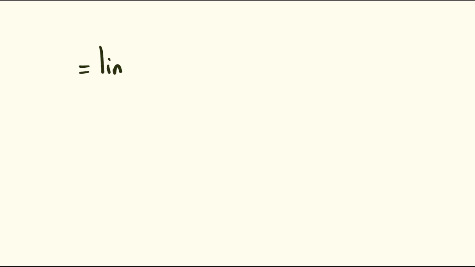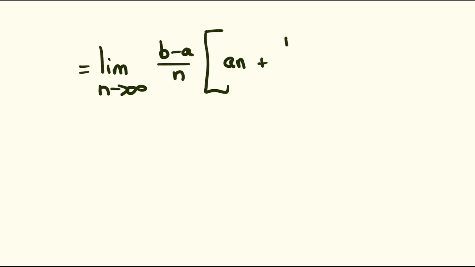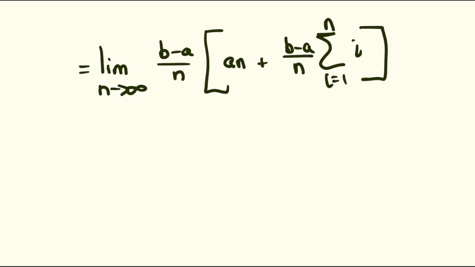So this gives us our limit as n goes to infinity. We have our (b − a)/n, and then our big brackets: a·n plus, we brought our (b − a)/n out front, the sum from i = 1 to n of i. Now this bit right here is what we wanted to get rid of, because if we can get rid of that sum, at least there's only a limit, no sums left.